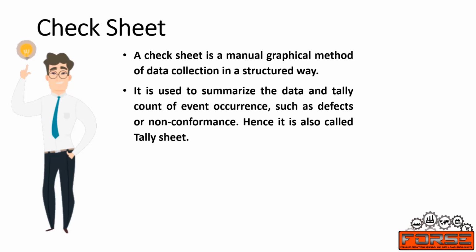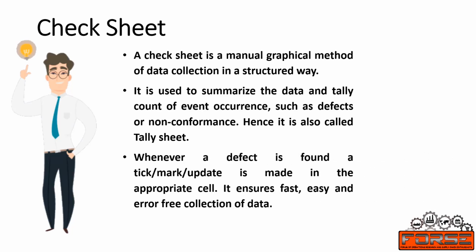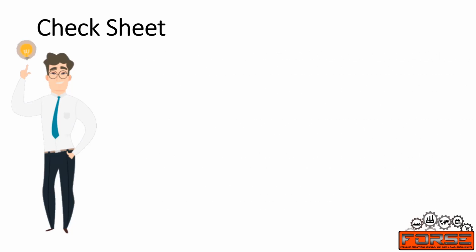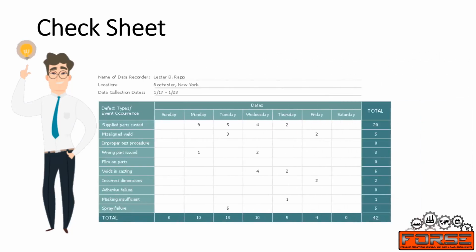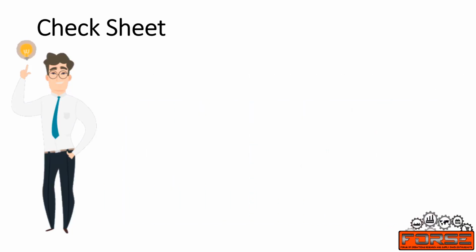Whenever a defect is found, a tick/mark/update is made in the appropriate cell. It ensures fast, easy and error-free collection of data. In this case, the assembly line worker identified the type of defects, vertically listed, and the days of the week, horizontally listed. Whenever a defect is identified on the assembly line, the value against the cells is updated. At the end of the week, a summary of the defects throughout the week is presented to Mr. Smith for necessary action.